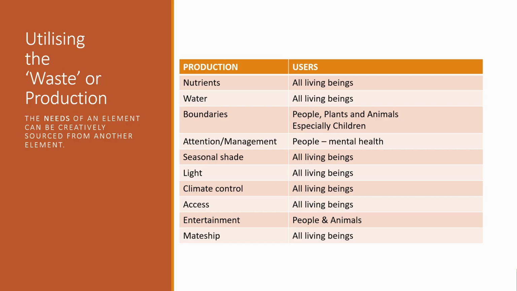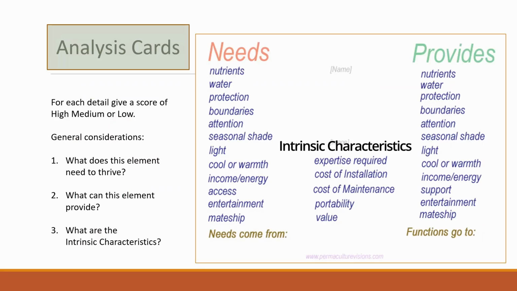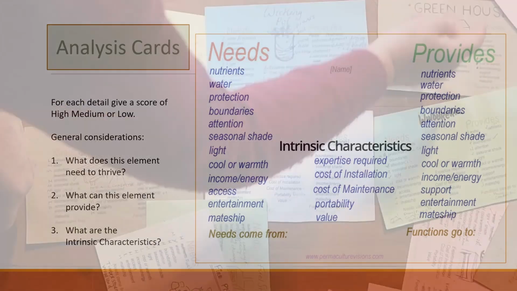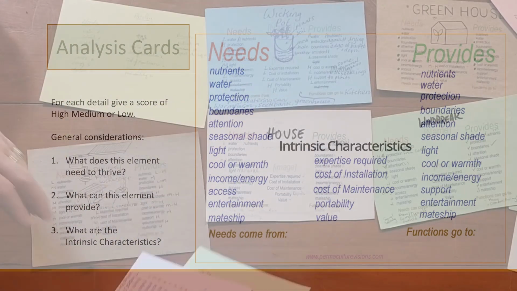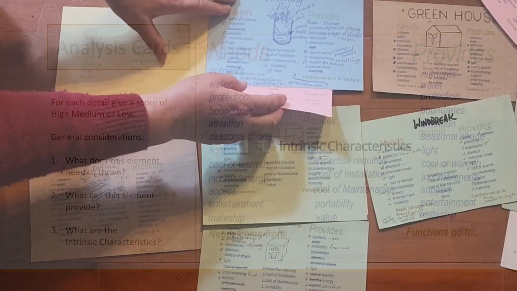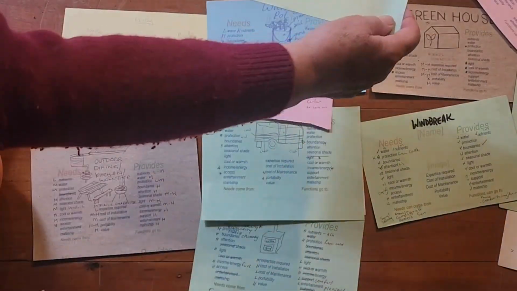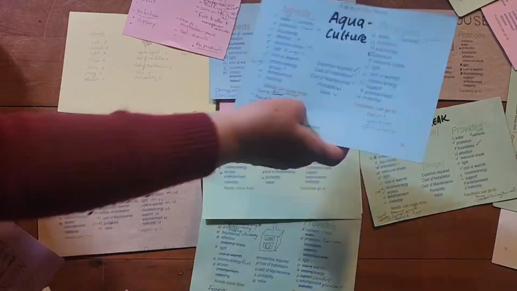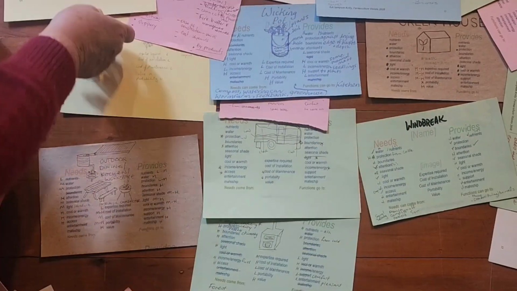Right, so now we could draw this up on a card. I like the cards because they're very tactile and they're able to be moved around on the floor or the table when you want to connect different elements. For each feature that's listed in the needs, the provisions, and intrinsic characteristics, it's a good idea to put a priority, to put a score, whether it's high, medium, or low.